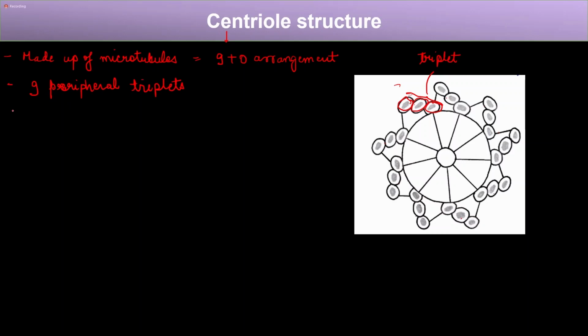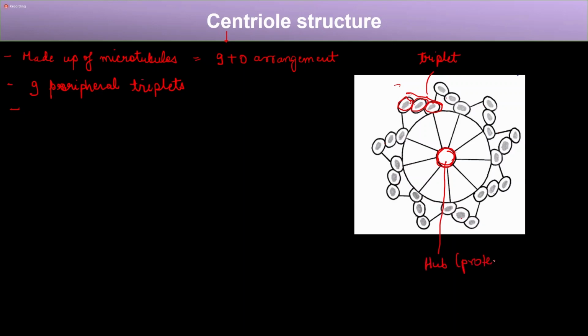The second thing that it has is this central structure, but it is not a microtubule. This central structure is called the hub. It is a protein that is called hub.